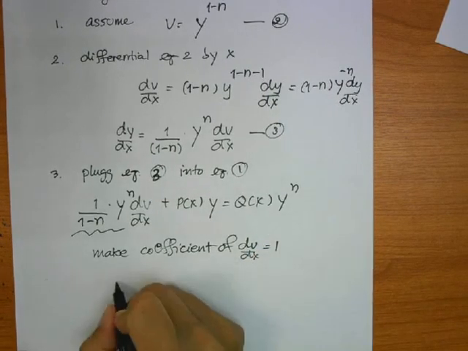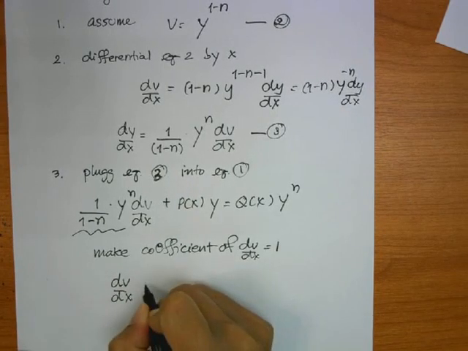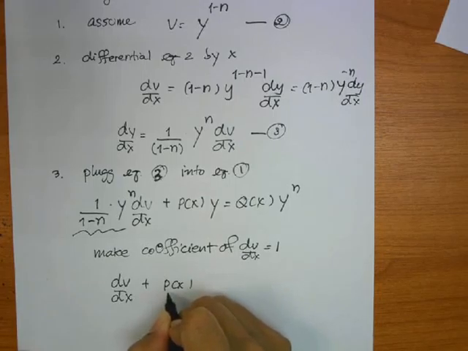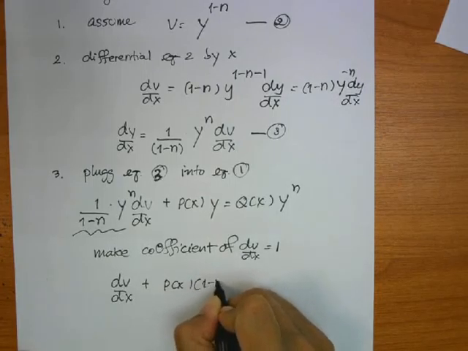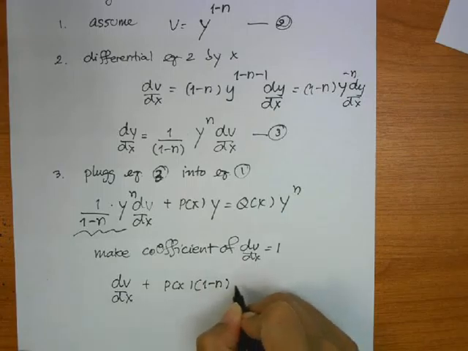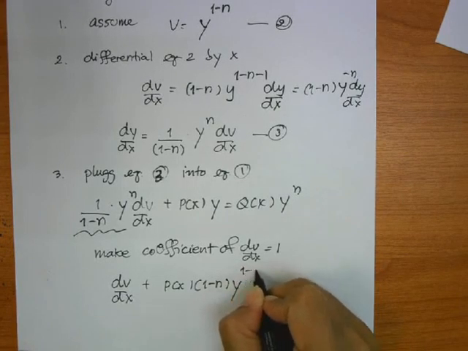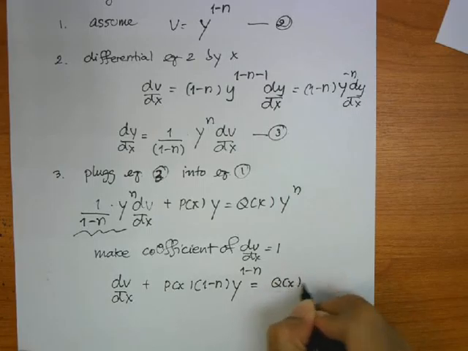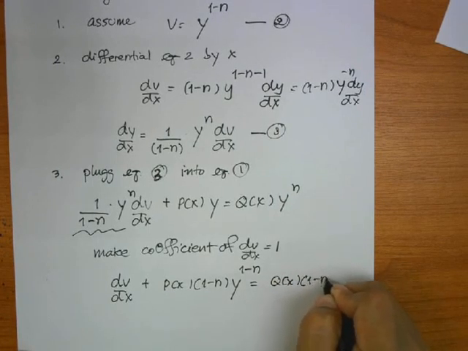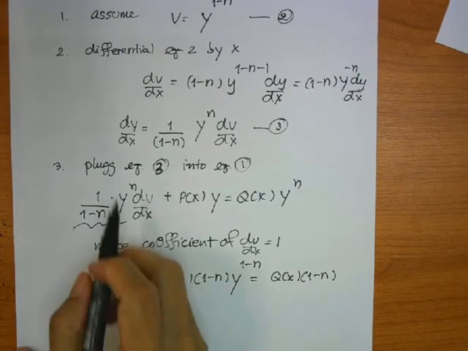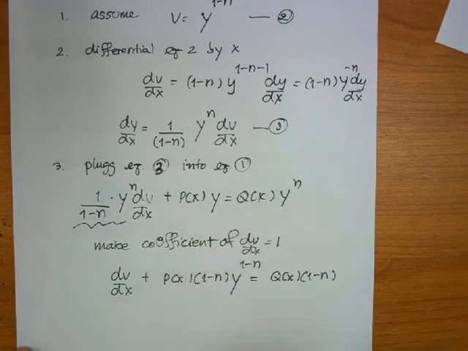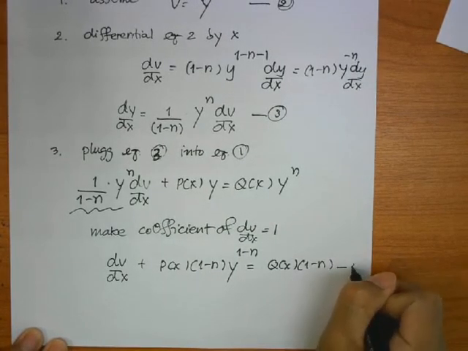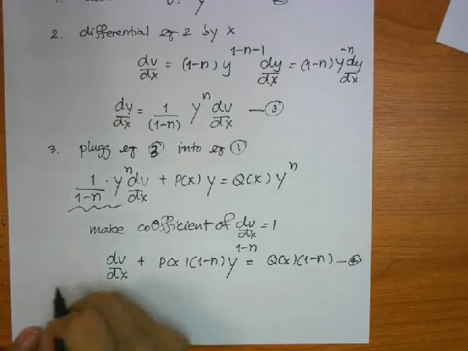You would get dv/dx plus p(x) times 1 minus n times y to the power 1 minus n equal to q(x) times 1 minus n. Right? Because y to the power n and y to the power n cancelled out. This is equation 4.